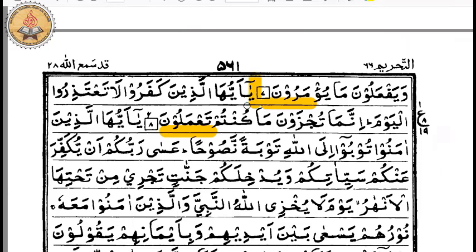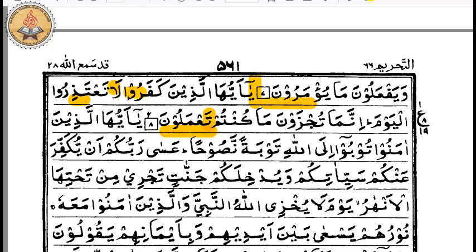Okay. أعوذ بالله من الشيطان الرجيم بسم الله الرحمن الرحيم يا أيها الذين كفروا لا تعتذروا اليوم إنما تجزون ما كنتم يعملون. So there are a couple of points.